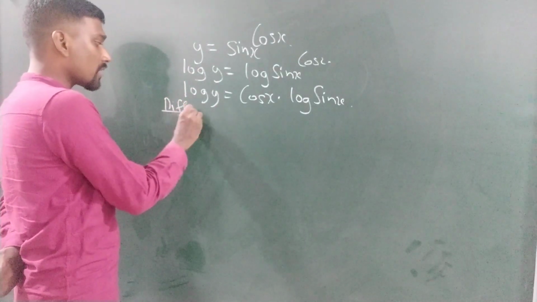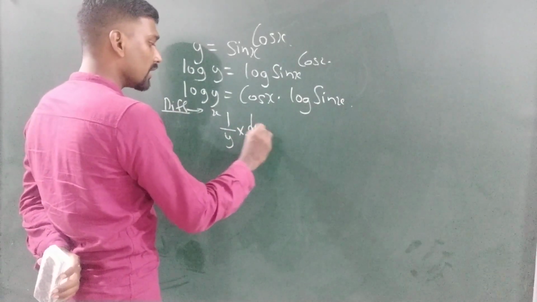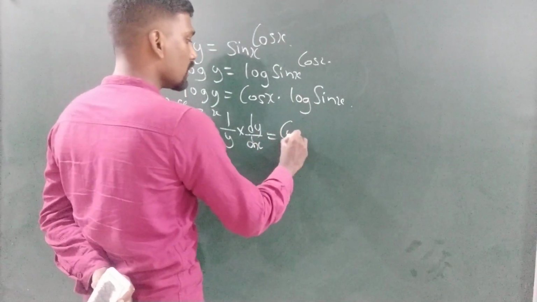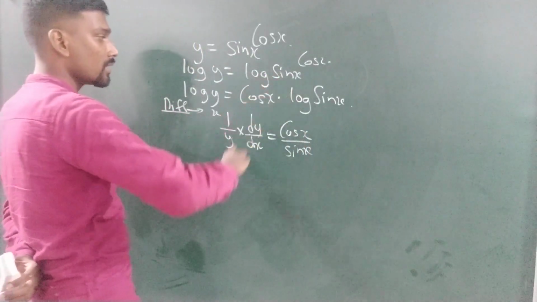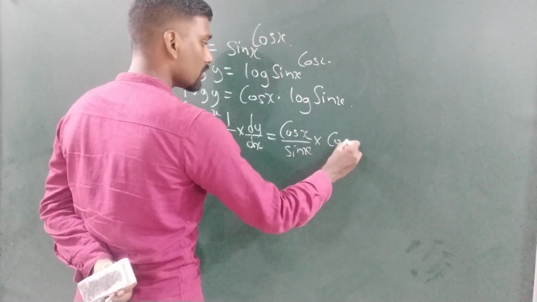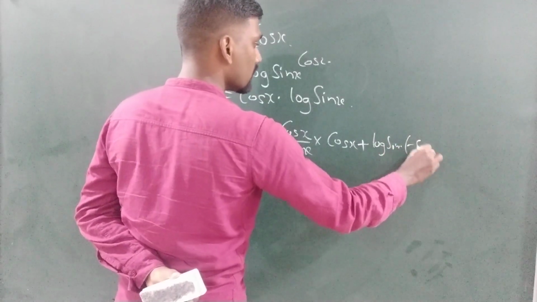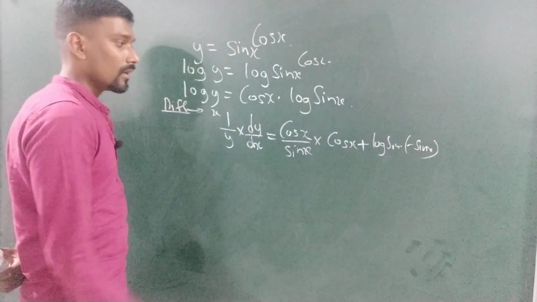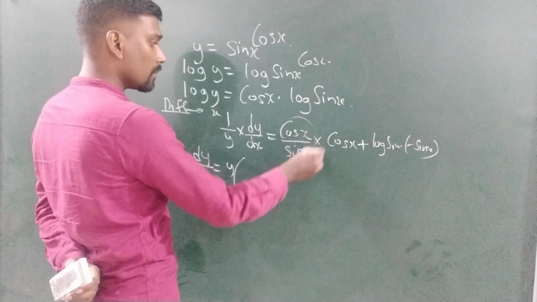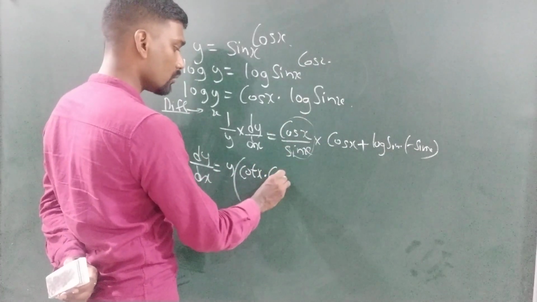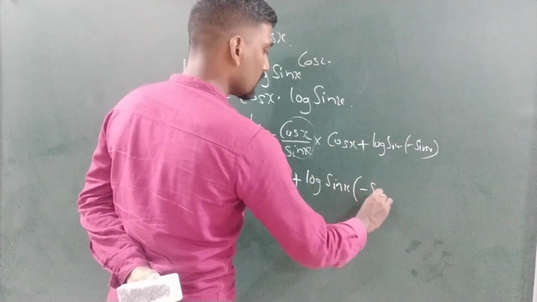Now differentiating with respect to x, what do you get? 1 by y into dy by dx is equal to cos x into cos x divided by sin x, plus log of sin x into minus sin x, since the derivative of cos x is minus sin x. So this is the answer. Now dy by dx is equal to y into cot x into cos x plus log of sin x into minus sin x.